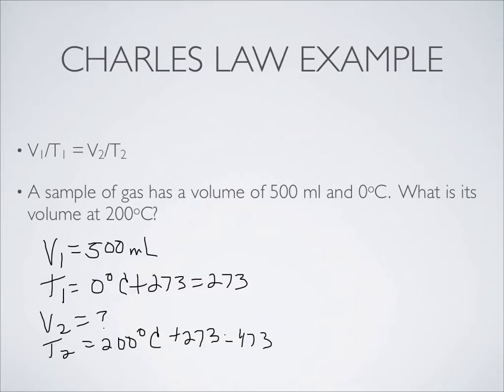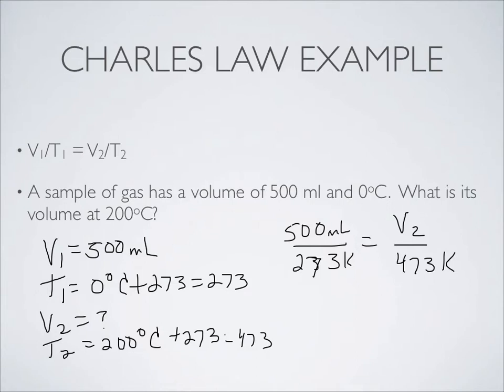And now we can do the problem. So we can say 500 milliliters over 273 K equals our unknown volume over 473 K. And you can just do, I always call it cross multiply and divide. I think you guys call it a lot of times the butterfly method, but you're just going to take 500 times 473 and divide by 273.